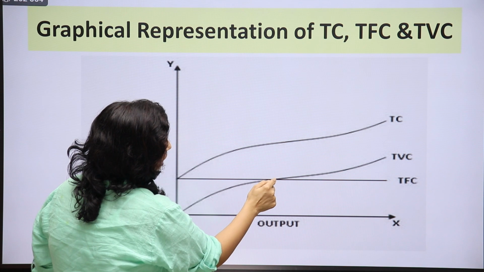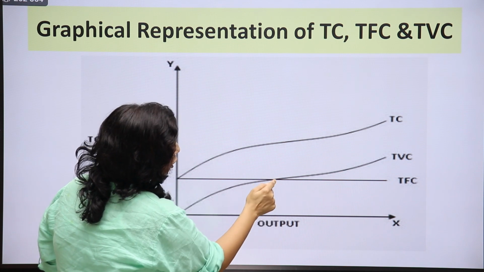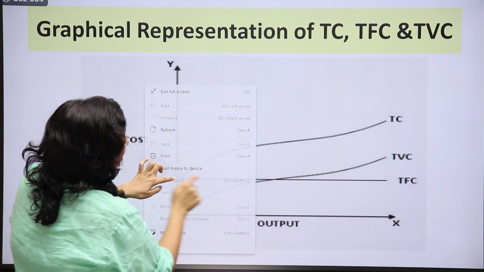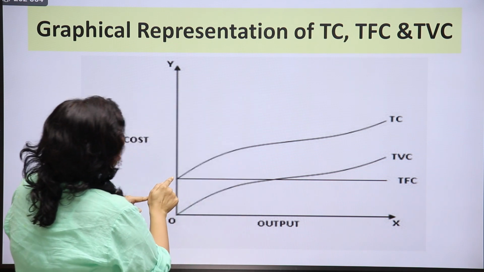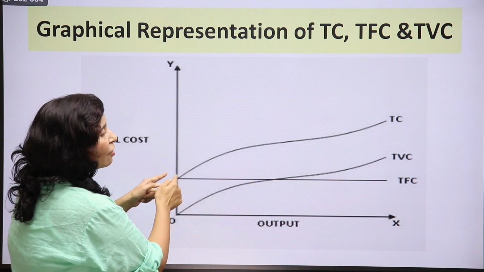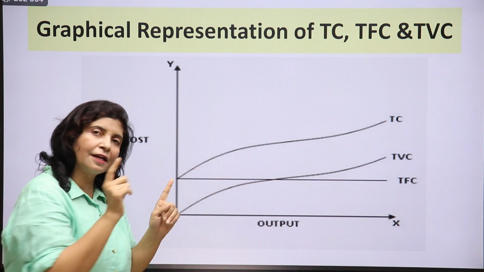Here this is 1 lakh rupees. So here at this output, see, this is the line of 1 lakh rupees. So here 1 lakh rupees of fixed cost is there and 1 lakh rupees of variable cost, because this is intersecting, that means here total fixed cost and variable cost both have become 1 lakh rupees.